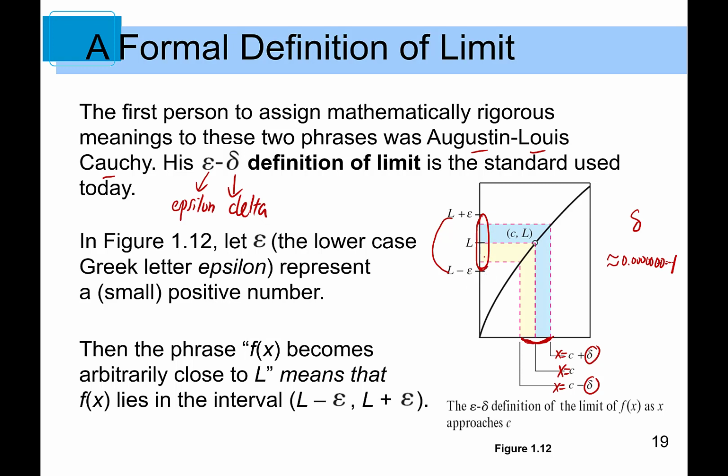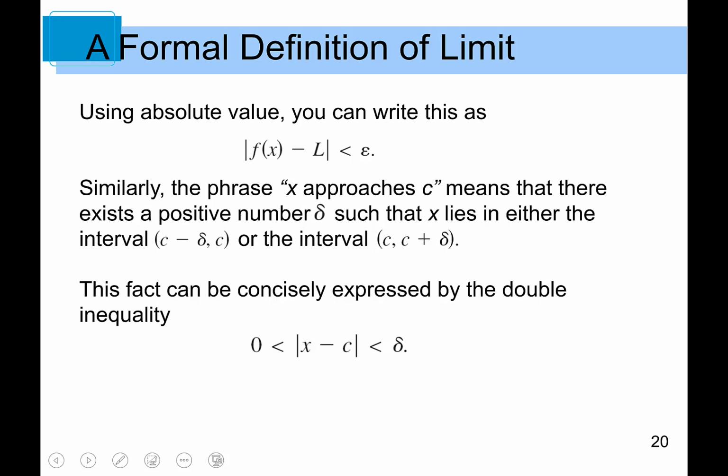So when x approaches c from the left hand side and right hand side of x equals c, then f of x becomes arbitrarily close to L. That means f of x lies in the interval L minus epsilon, comma, L plus epsilon. Again, epsilon is a very small positive number. Both delta and epsilon are very small positive numbers. So this is the formal definition of limit. Using absolute value, you can write this as the absolute value of f of x minus L is less than epsilon.